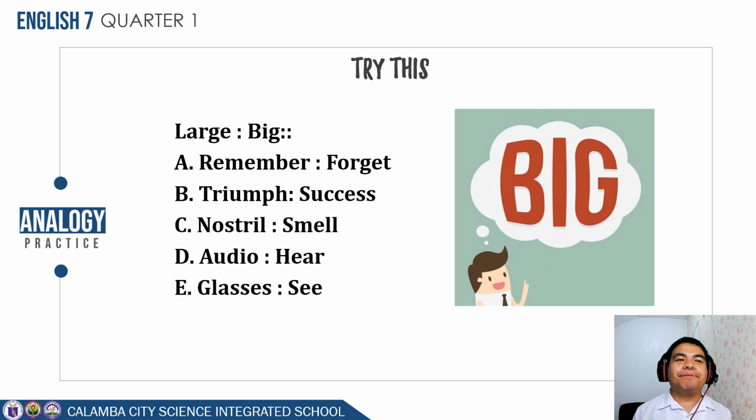Next item. Large is to big as A. Remember is to forget. B. Triumph is to success. C. Nostril is to smell. D. Audio is to hear. And E. Glasses is to see. Take your time.